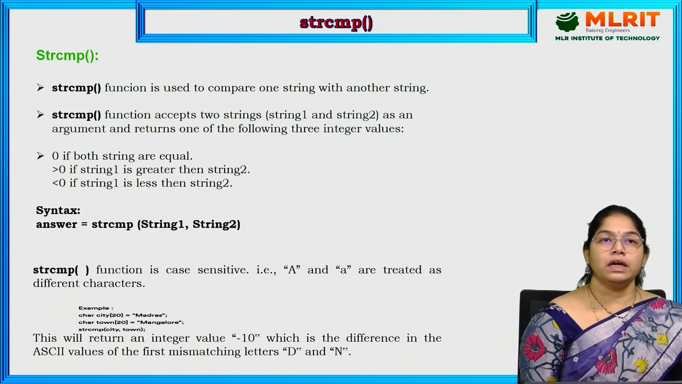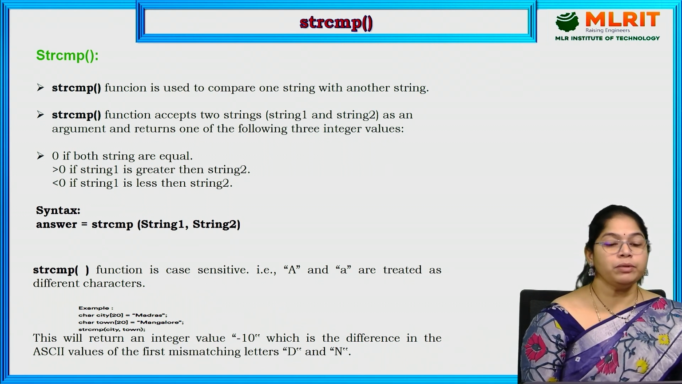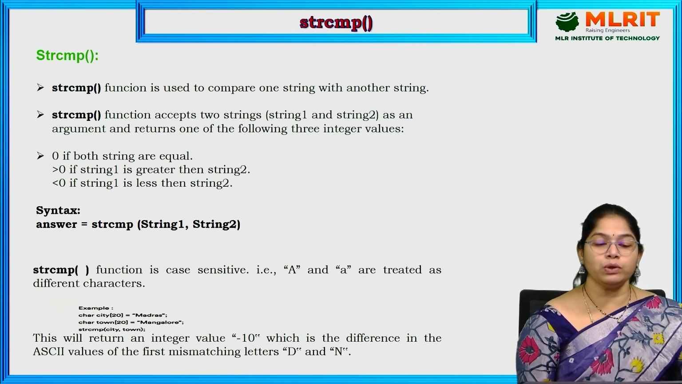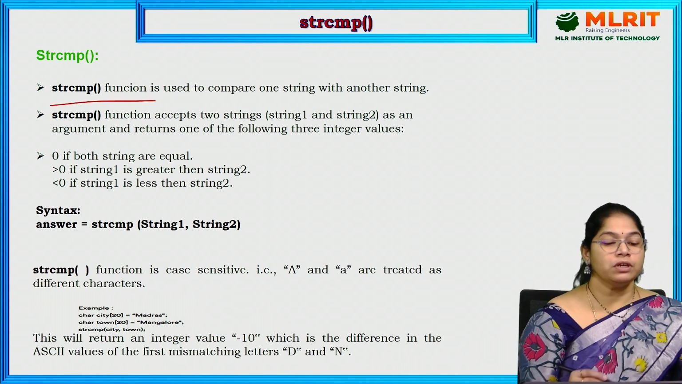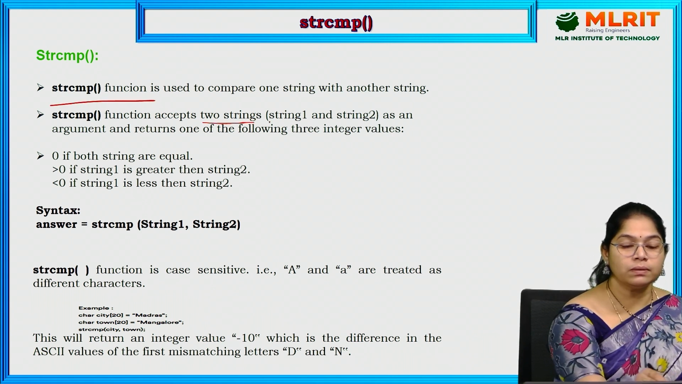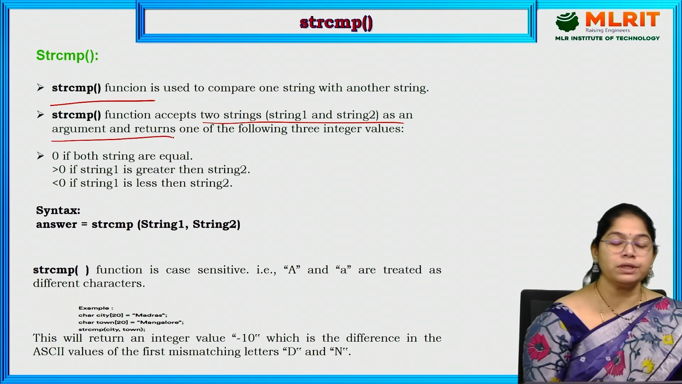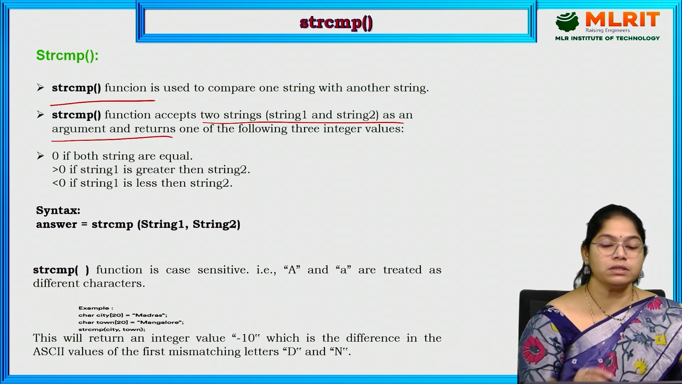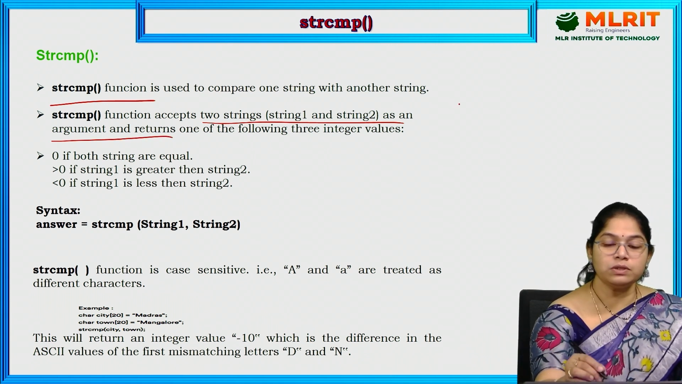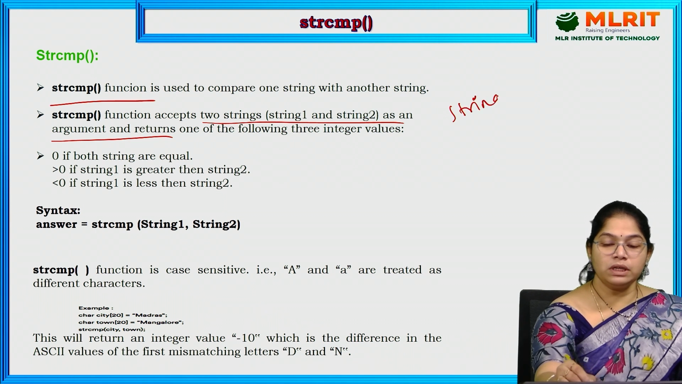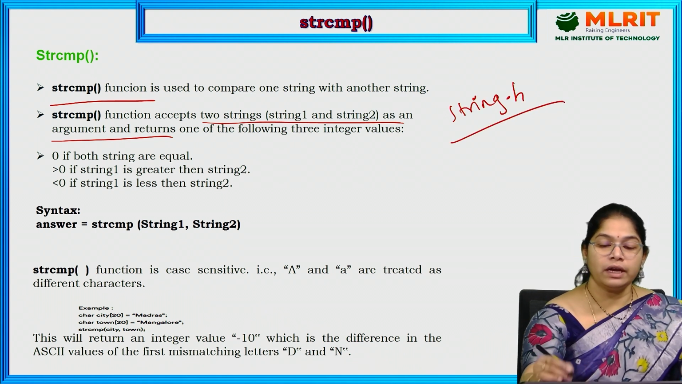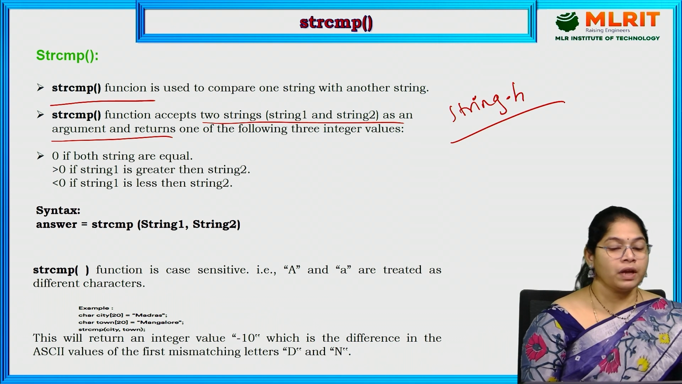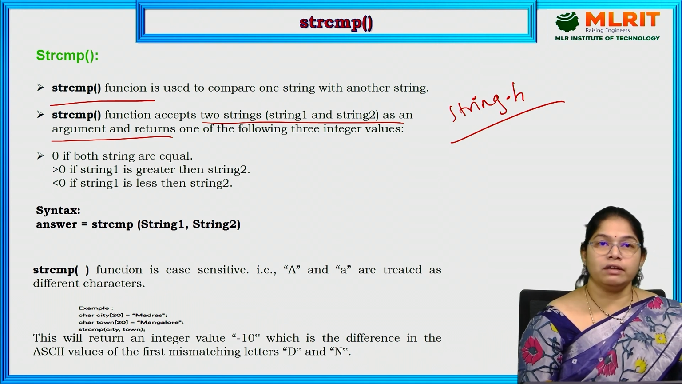So strcmp means if we want to compare two strings, then we use the function called strcmp, which accepts two arguments because we are comparing two strings. This strcmp function is present in the header file string.h. If we want to use this function, we have to include this header file string.h, and on return, after comparing, it returns the following three integer values.